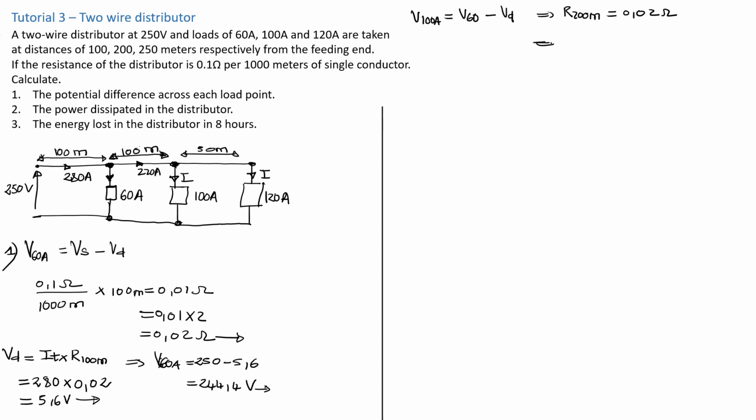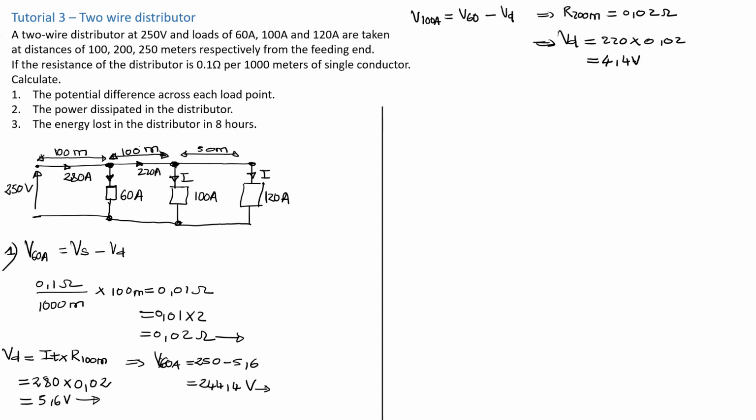So this gives us the ability now to find this Vd. So Vd is going to be equal to the current times the resistance, and the current on this section is 220, right, times 0.02. We can see that 220 times 0.02 is equal to 4.4 volt. So this is the voltage drop on this section.